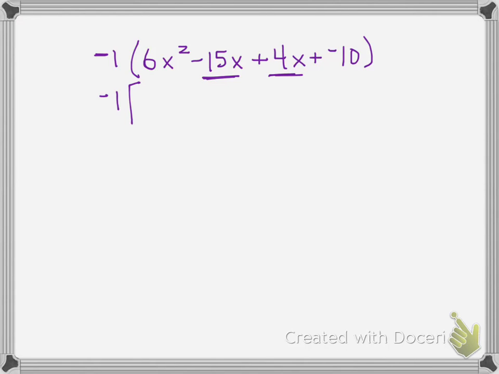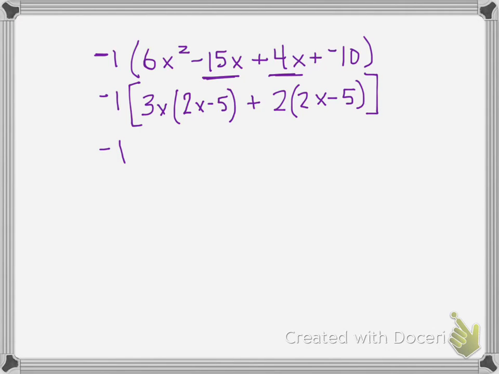And from those first two terms, we're pulling out a different common factor. Now we're pulling out a common factor of 3x, and you get 2x minus 5. And from the second two terms, we're pulling out a common factor of 2, and you get 2x minus 5. And from there, negative 1, and then you've got the common factor of 2x minus 5 times 3x plus 2. And so you can see you end up with the same three factors, just in a little bit different order, and that's okay.